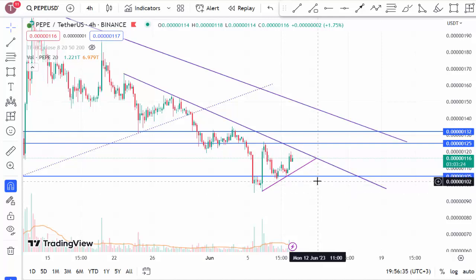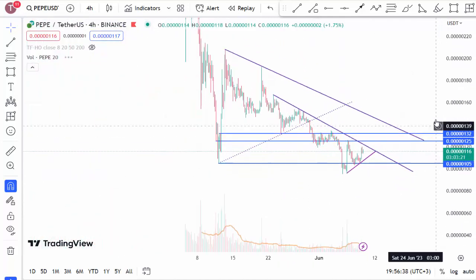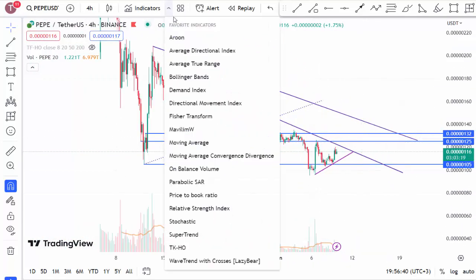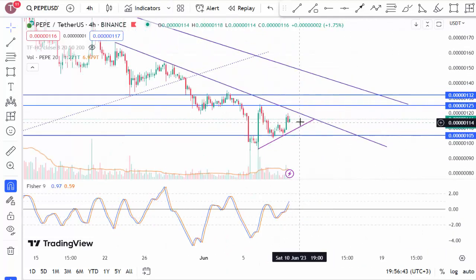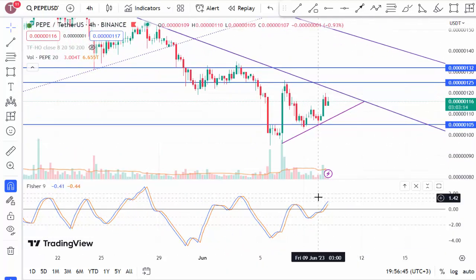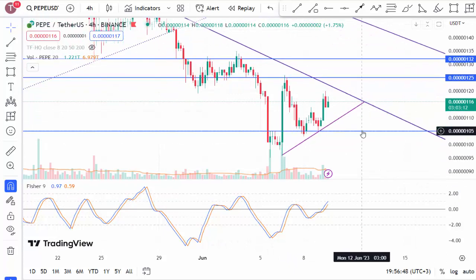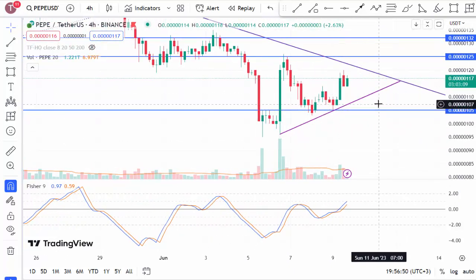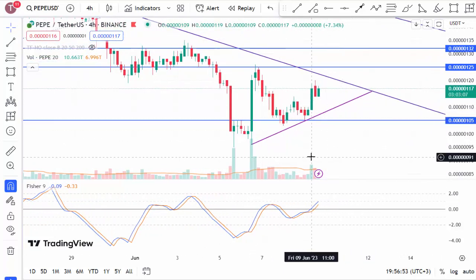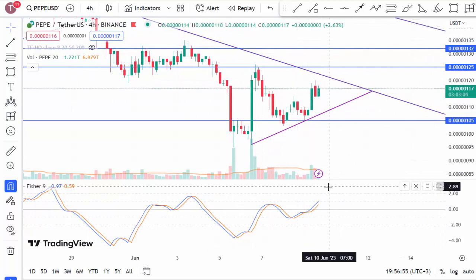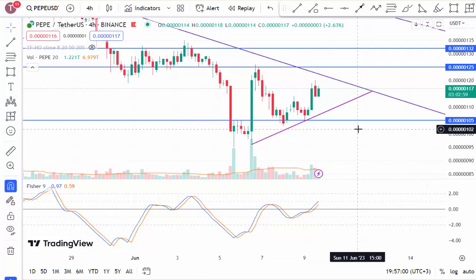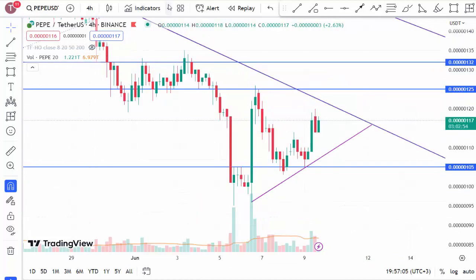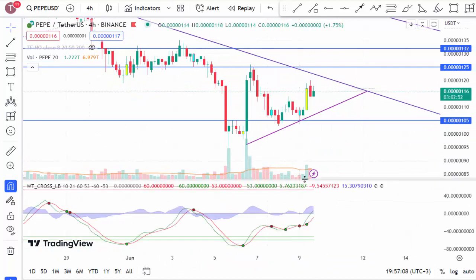In addition to that, let's look at our indicators. First, let's examine the Fisher indicator. If we look at Fisher, it has already caused an upward breakout, giving us a slight buy signal and indicating that the uptrend may gradually begin. Currently, if there is no significant downward breakout, we can expect to see upward movements in price according to the Fisher indicator.